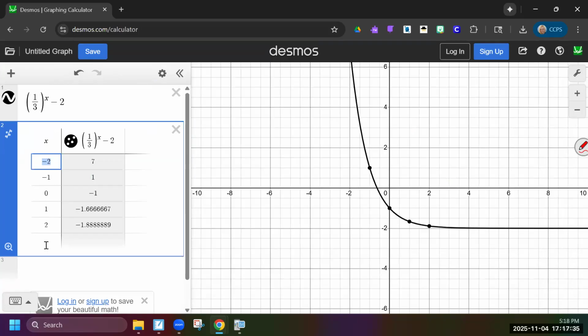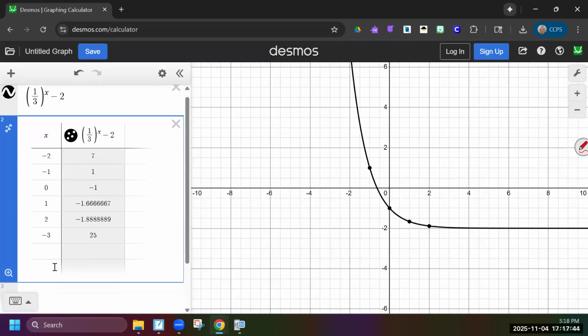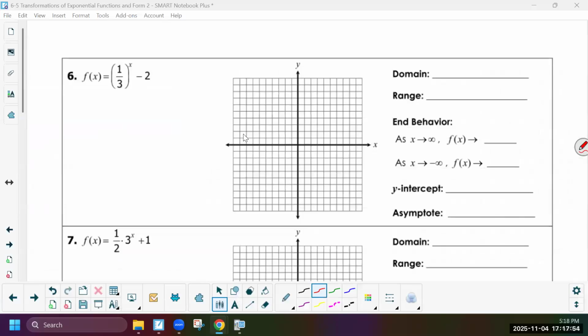If I wanted -3, I have to go on here and type in -3, and then it would give me those values. Or if there's any other values that I want, I would have to manually type them in. Whereas on your graphing calculator, you can get to the table and scroll up and down. It's a little bit easier on the graphing calculator. So let me go ahead and copy over our table.